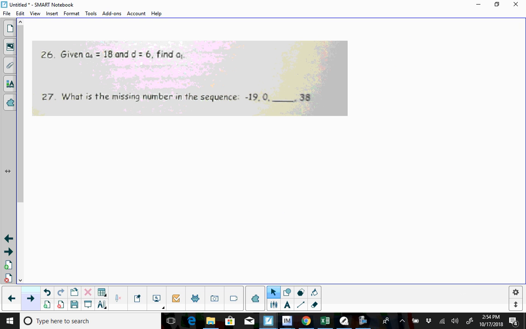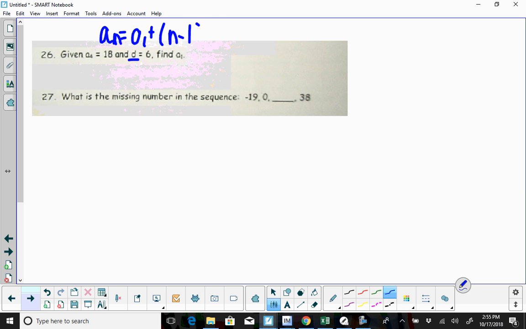All right, number 26 wants you to find a sub 1. So we're still using the same formula. They gave you a difference here. So as Ricky points out all the time, that makes it arithmetic. So we've got a sub n equals a sub 1 plus n minus 1 times d. We know our a sub n value is 18. We know our a1 is what we're looking for.